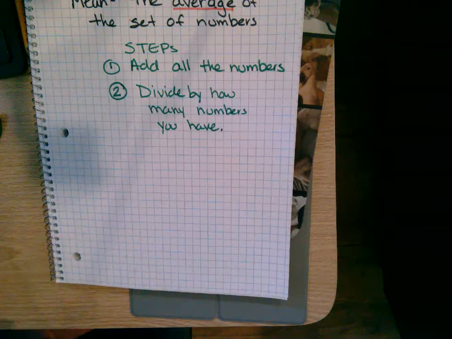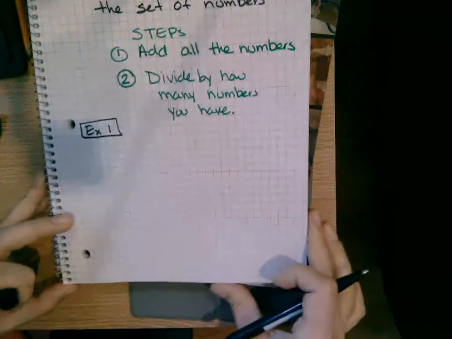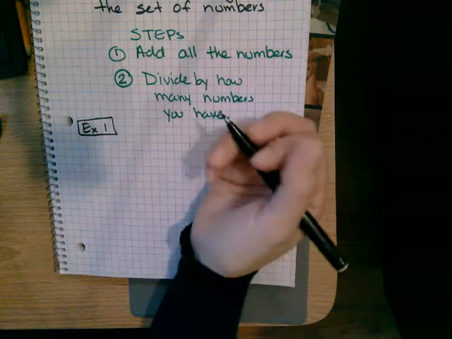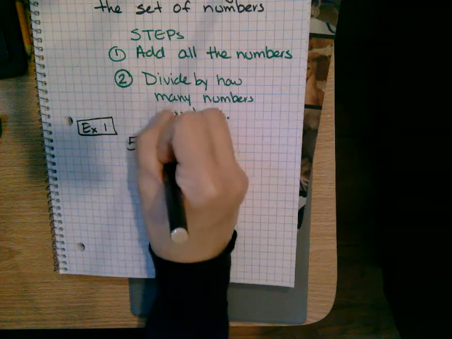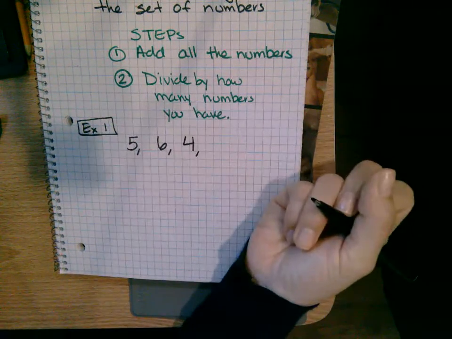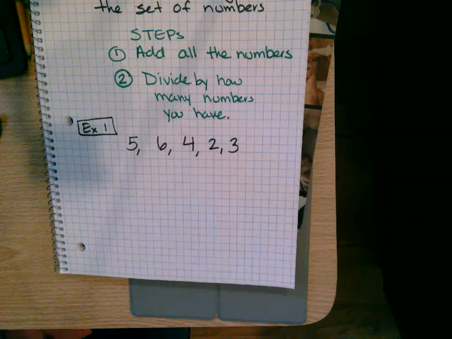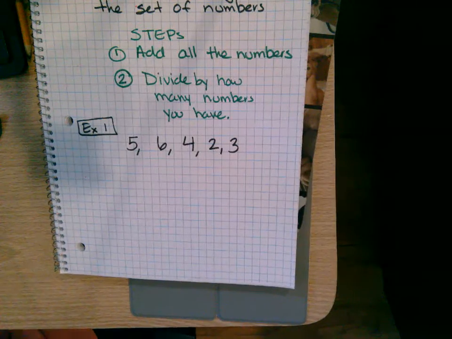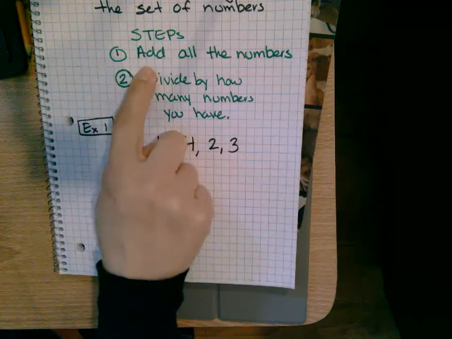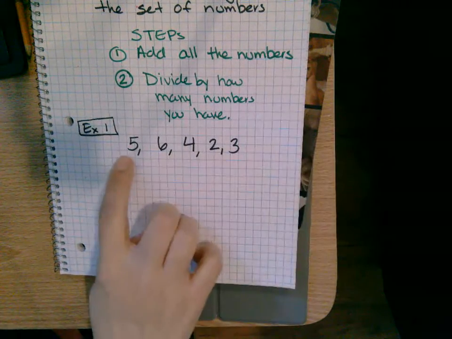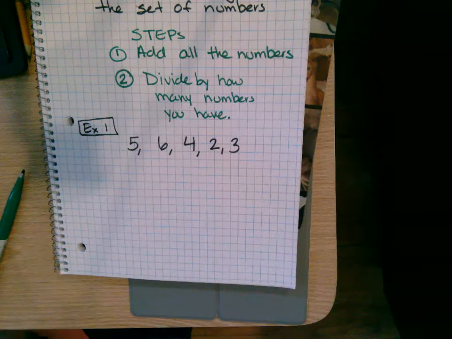So if I have, let's do an example. Example 1. If I have the numbers 5, 6, 4, 2, and 3. Okay, everybody write these numbers down. And my first step is to add all the numbers. So go ahead and add up all these numbers. I'll give you guys a minute to do that.